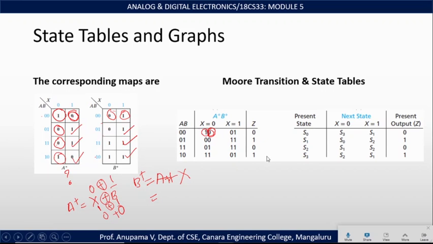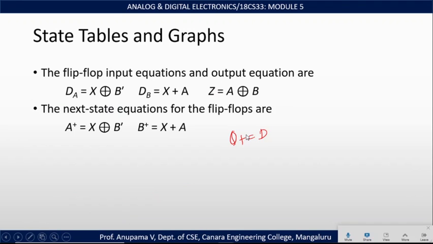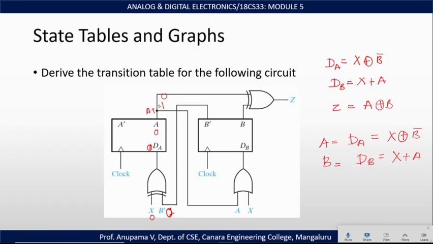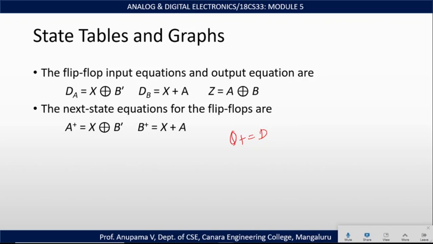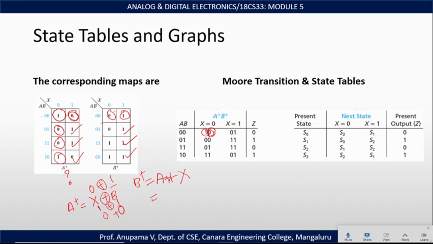So what will be the output then? What is Z? Z is nothing but A XOR B. So 0 XOR 0 is 0, 0 XOR 1 is 1, 1 XOR 1 is 0, 1 XOR 0 is 1. So here Z is nothing but A XOR B. Apply the XOR operation to A, B, then write the resultant.